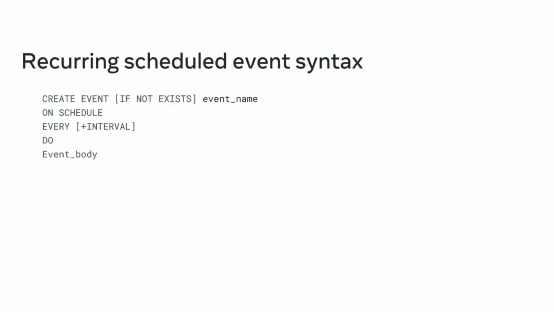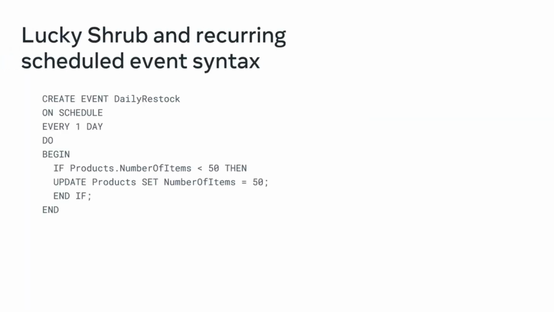Creating a recurring event is more complicated. The syntax is largely the same. The key difference is that you must use the every clause instead of @, followed by an interval. You can also use the starts and ends keywords with the timestamps and intervals to designate specific start and end points for the event. Lucky Shrub can use the recurring event syntax to create a daily stock check event. If the event identifies that some stock levels are too low, it sends out an order to restock those items. You'll find out more about how Lucky Shrub can create this and the previous event in just a moment.